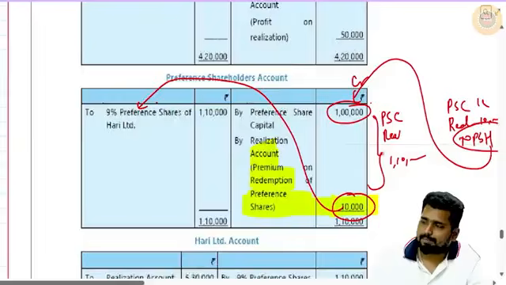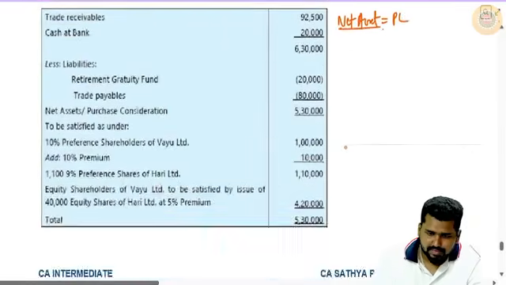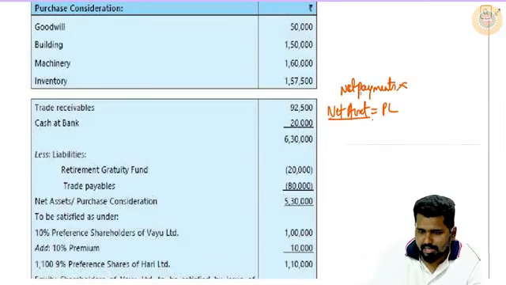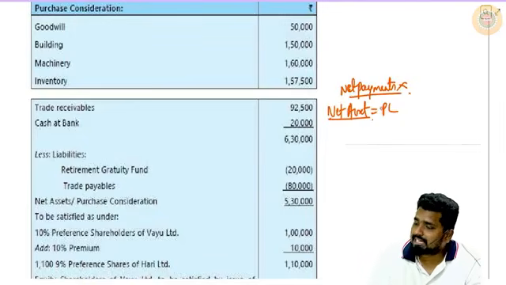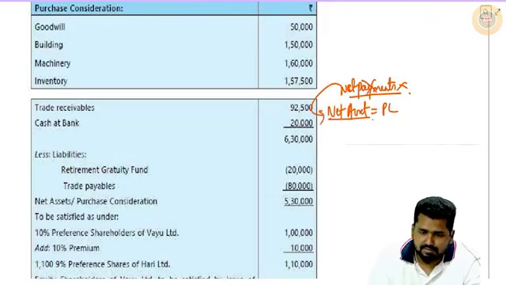Clear? Listen, sir, here net payments is not possible. Net payments method is not possible because they did not give clearly how many shares at what value we are giving to equity and preference. If that is not possible, then straightaway we will follow what method?